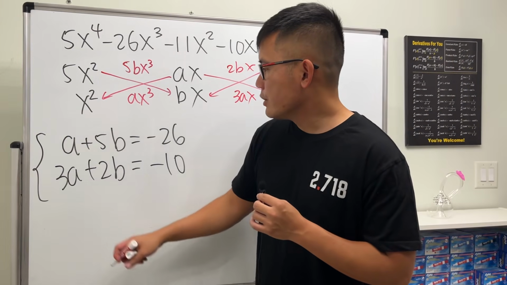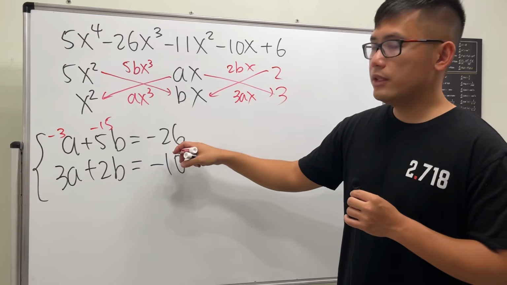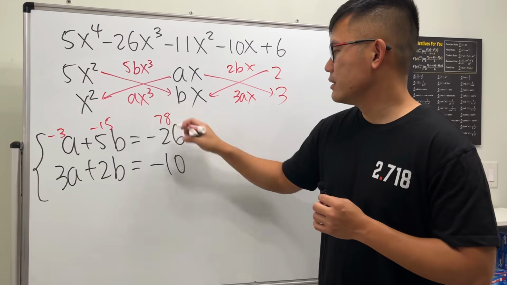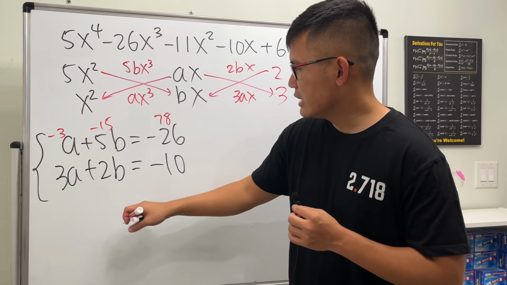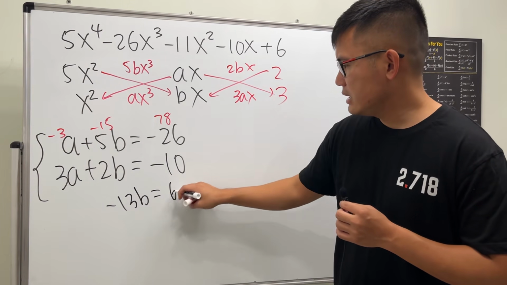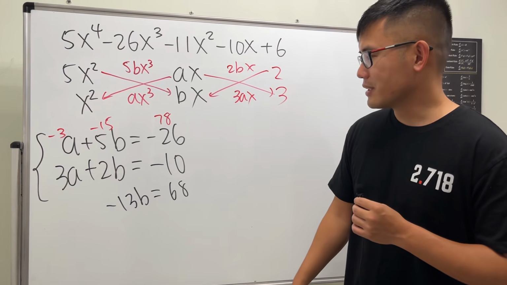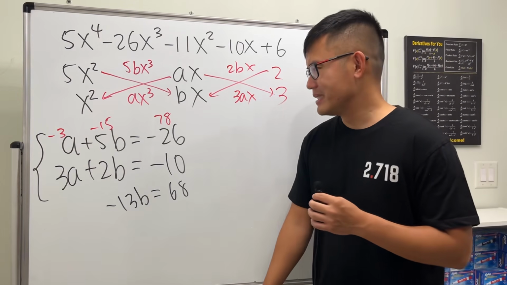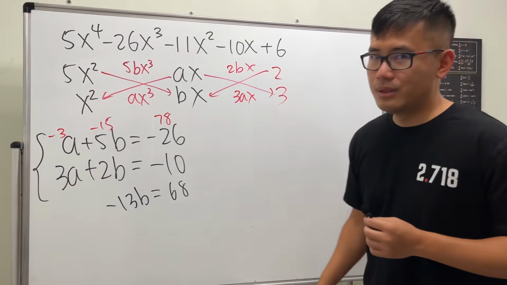So perhaps I'm just going to multiply everybody by negative 3. So this is negative 15. And negative 3 times this, that's a pretty big number, 28. Cancel. And then we have negative 13b equals 68. I don't think this works, because I should have told you guys that the coefficients are integers. So you see, if we don't end up with an integer, then no good.